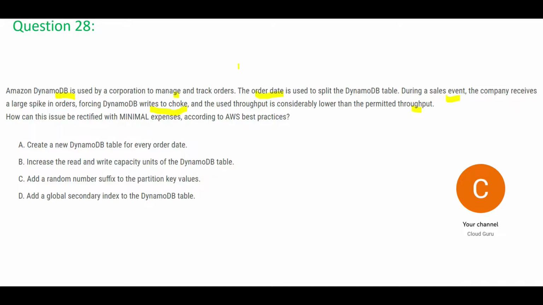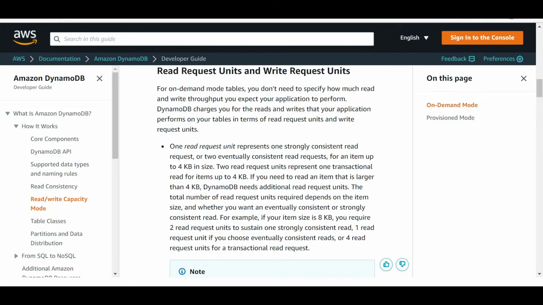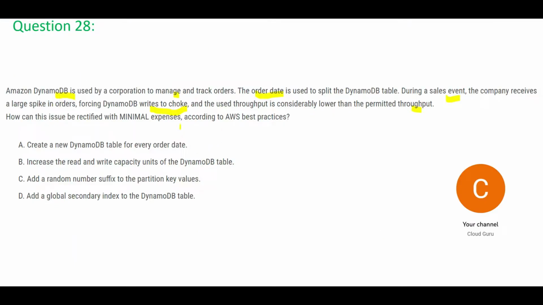If your writes and reads are in a mess, what you have to do? You have to increase the read and write capacity. In the DynamoDB world, there are two modes, on-demand and provisioned. And choosing one of these modes will only change the way you are charged for the read and write throughputs. So we usually try to provision the request units, read request units and write request units, for provisioned mode. But for on-demand mode, it is dynamic. So in this question, if there is a choke up of the writes, then we should increase the read and write capacity. So option B should be my answer.